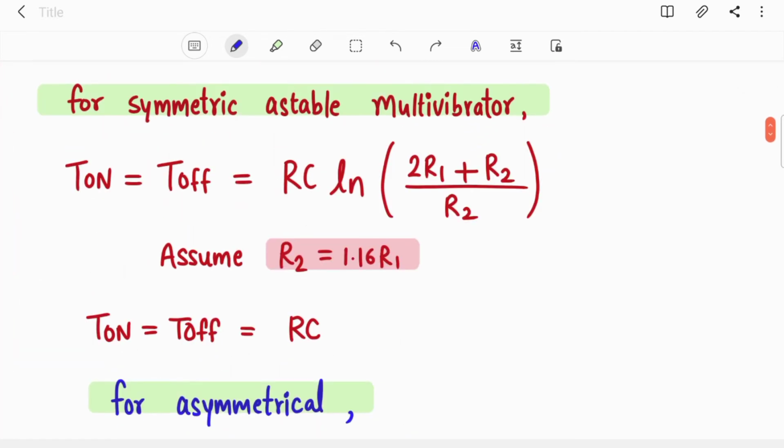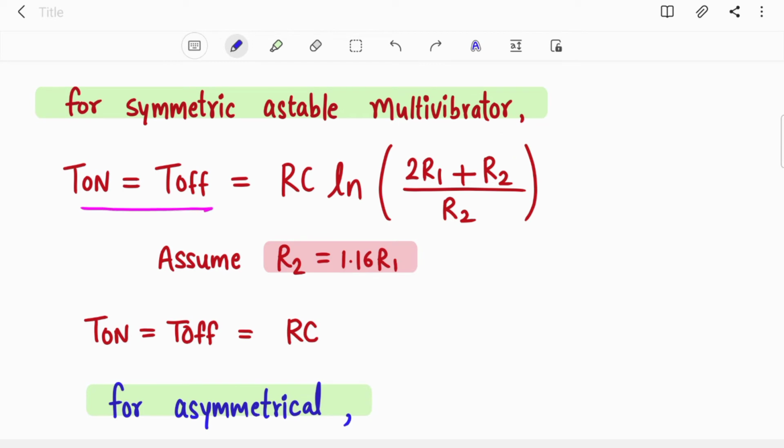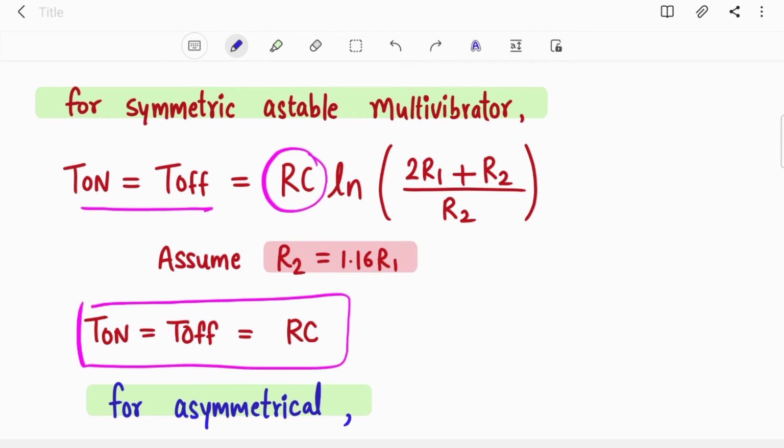So for the symmetrical astable multivibrator, we had derived this equation. When you assume R2 is equal to 1.16 times R1, this whole log part gets simplified and becomes equal to 1, and your T on and T off simply become RC. Okay, so we have derived it. T on and T off for the symmetrical multivibrator was RC.